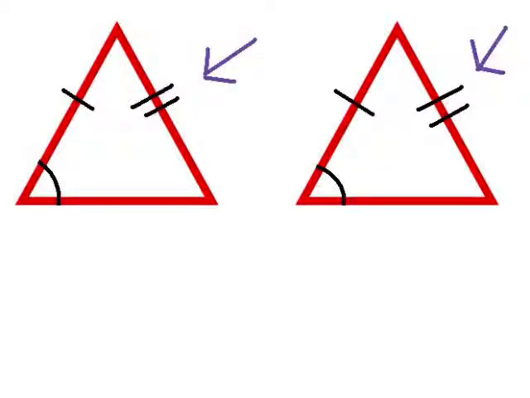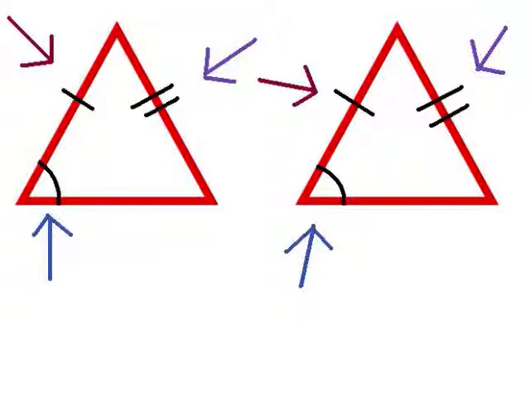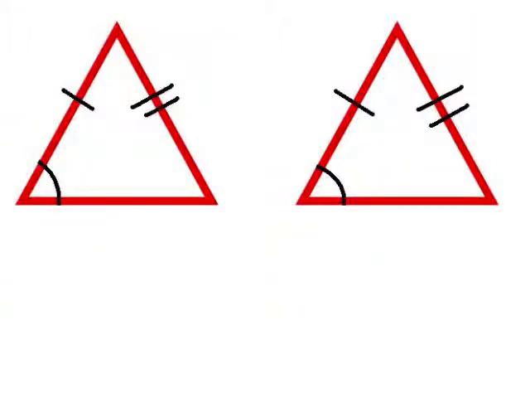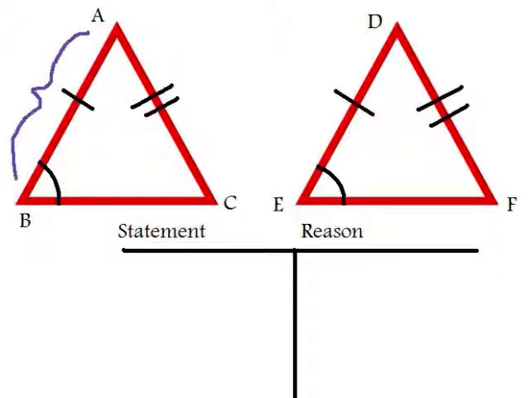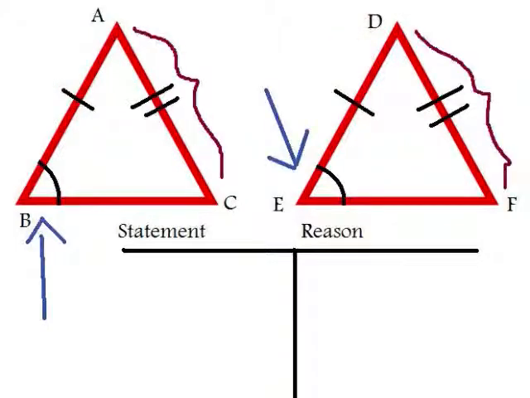This side of the triangle is congruent to this side of the triangle. Same with these two segments and these two angles. To prove these two triangles congruent, you must have a statement and a reason column. So from looking at this triangle, we can tell that segment AB is congruent to segment DE because they both have the single lines. Same with the other segment and angle.